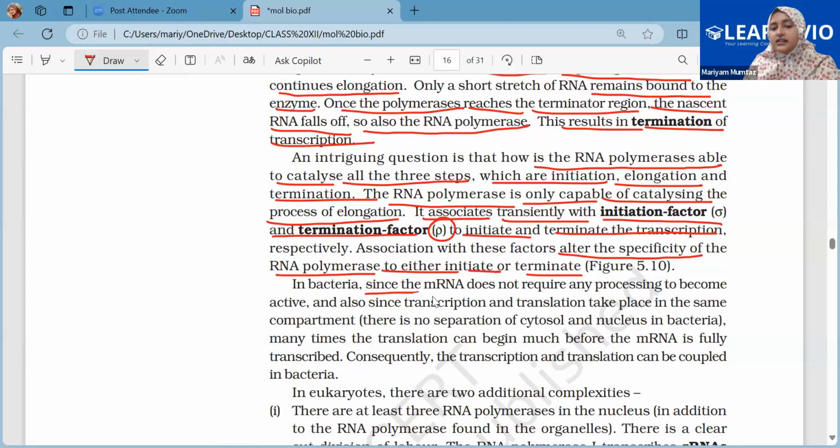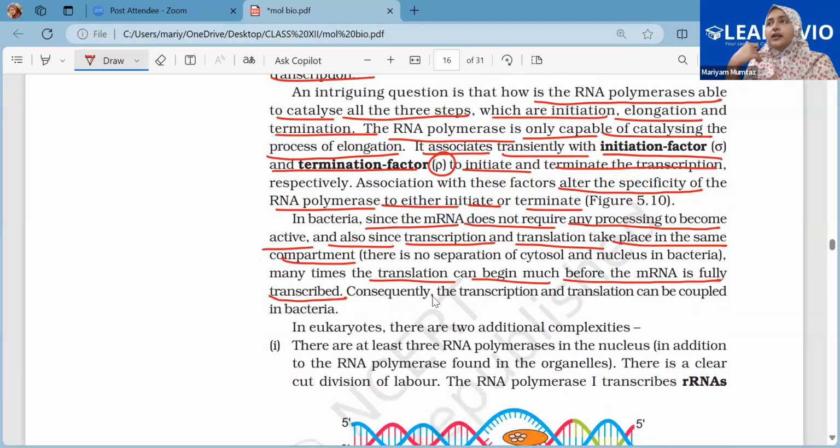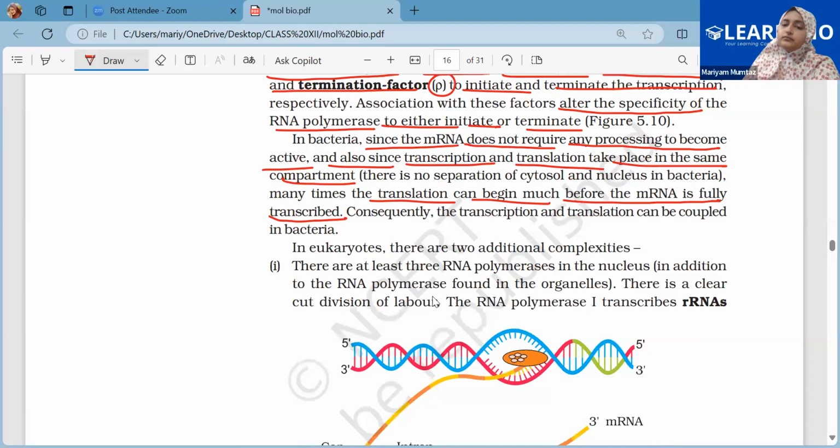In bacteria, since the mRNA does not require any processing to become active, and also since transcription and translation take place in the same compartment, that is the cytoplasm, because they do not have a nucleus, many times translation can begin much before the mRNA is fully transcribed. So in the case of eukaryotes, there are additional steps that happen after the transcription is done, but not in the case of prokaryotes.